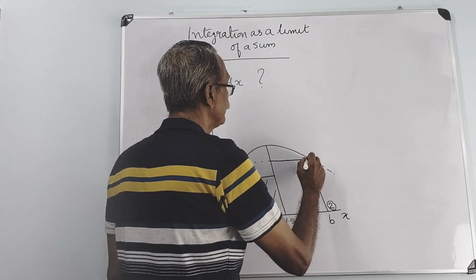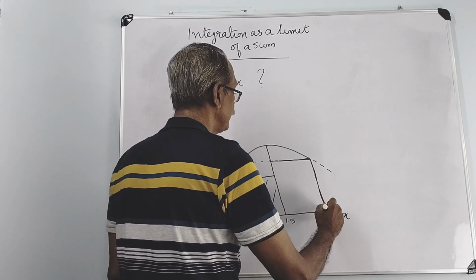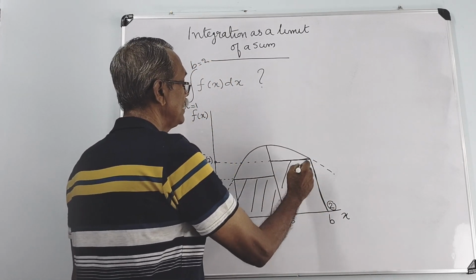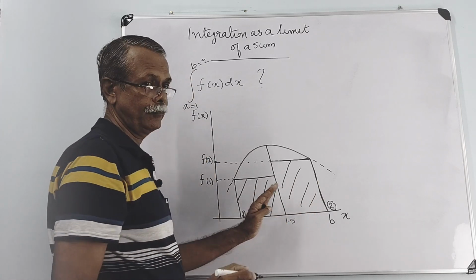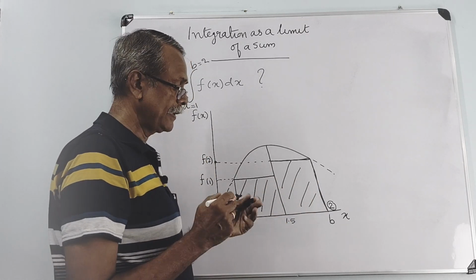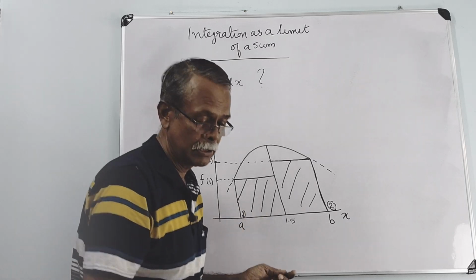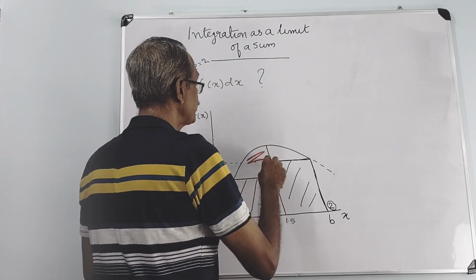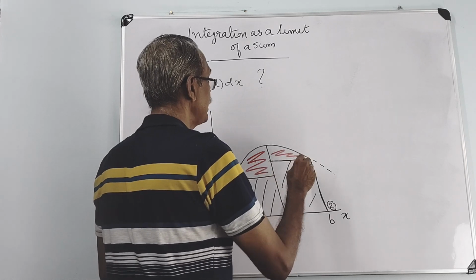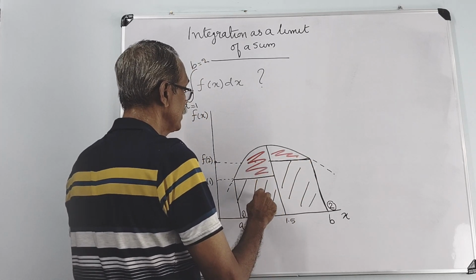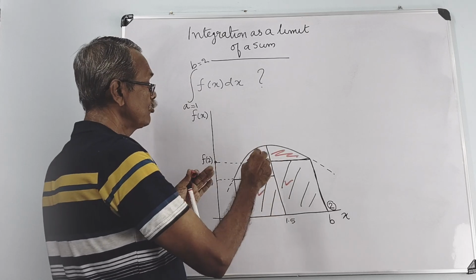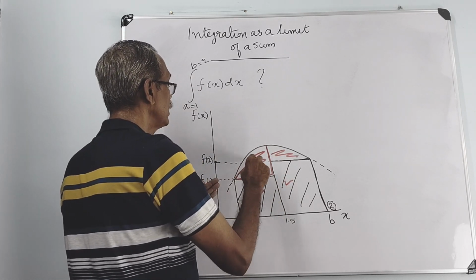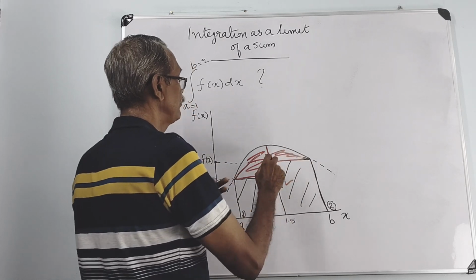Then this area I take and this area I take. We know that this is much far away from the actual area, because this much area and this much area, if you add this area and this area, that will be smaller than the actual area by this much area and this much area. That is much larger.